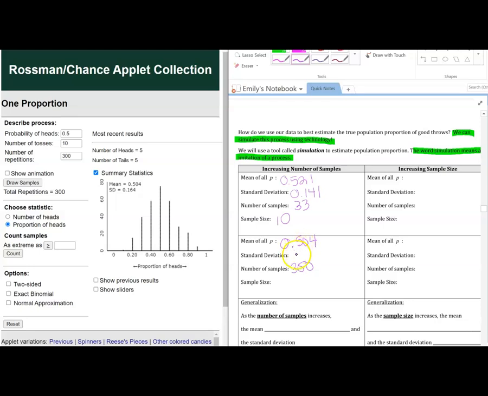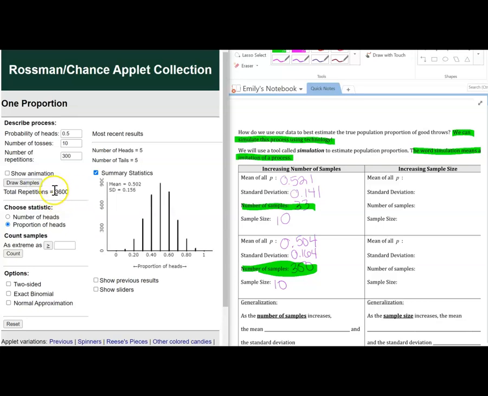And the standard deviation is 0.164. So again, not too terribly different from what I had before, and this was still with the sample size of 10. So again, what I'm doing is I just increase the number of samples. Now, if I want to go crazy with this, guys, I could just keep hitting draw samples. Draw samples. And you'll see right here, it's keeping track of how many total dots I have in the distribution. So I'm getting kind of ridiculous here.